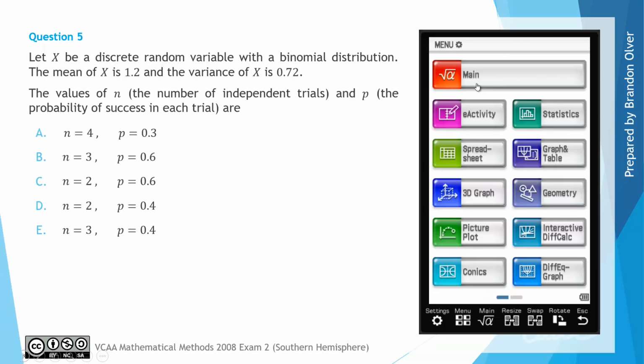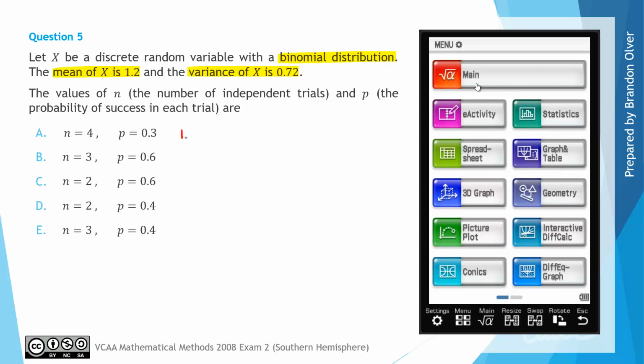For question 5, we let x be the discrete random variable with a binomial distribution. The mean of x is 1.2 and the variance of x is 0.72. The values of n, the number of independent trials, and p, the probability of success in each trial, are one of the following options. So to answer this question, we've got two unknowns, n and p, so we'll actually need to set up two equations to solve for n and p.